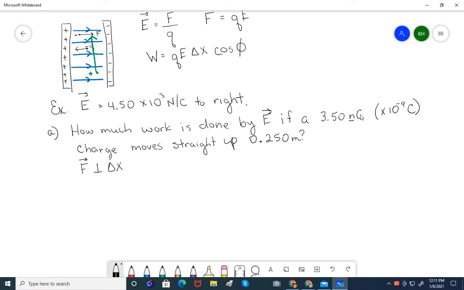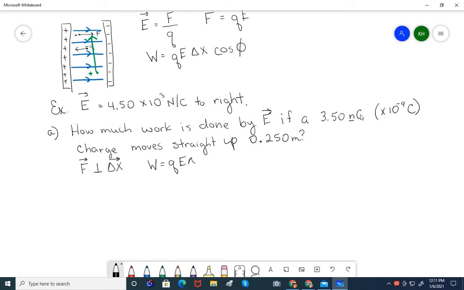If the force is perpendicular, that means we're going to be at a 90-degree angle. That means the electric field is not doing any work on it. Well, that makes sense. If the particle is moving straight up and the electric field points directly to the right, obviously it's not the electric field that's doing work on the charge. But if we put it in our formula, we can.